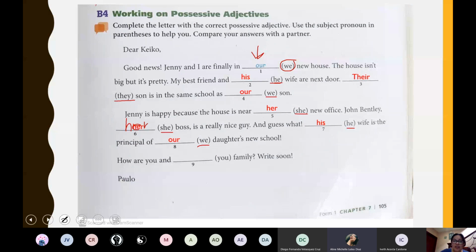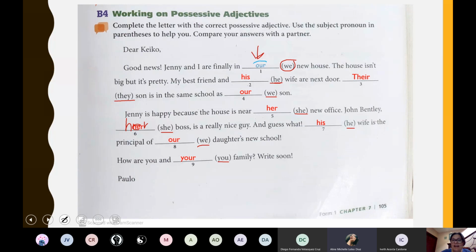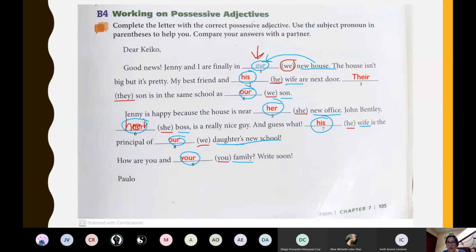How are you and your family? Your family, right? So guys, I want you to see here: you have a possessive adjective and the noun that belongs to it. Our new house, his wife, our son, her new office, her boss, his wife, our daughter's new school, your family. Remember, possessive adjectives always go before the nouns.